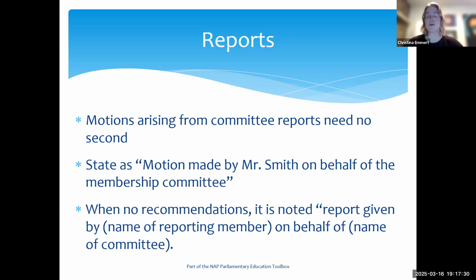And if there is no recommendation in a committee report, it would just be noted that the report was given by, in this case, Mr. Smith on behalf of the membership committee. So there's no need to write anything else in there.